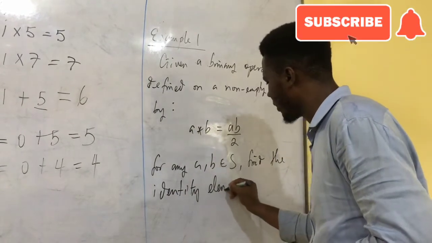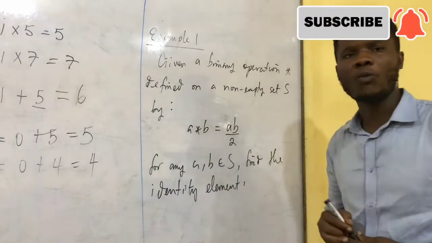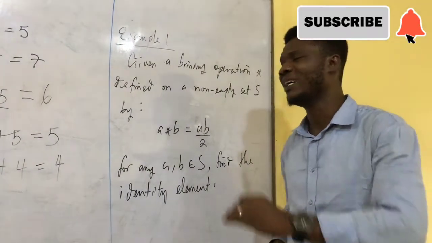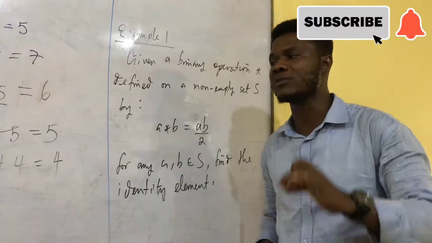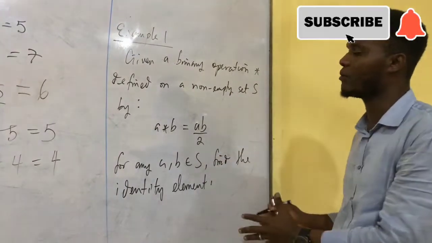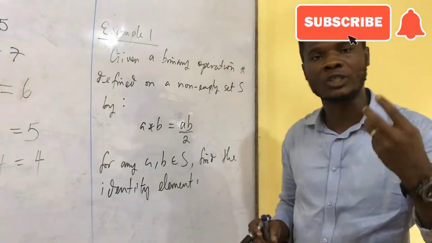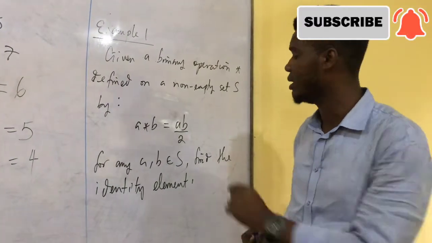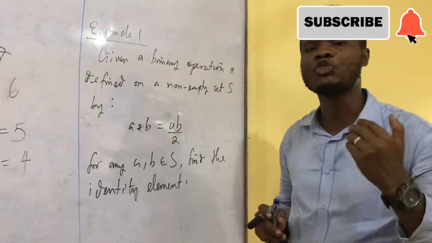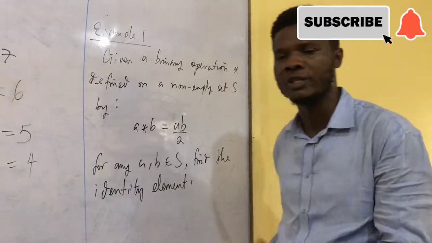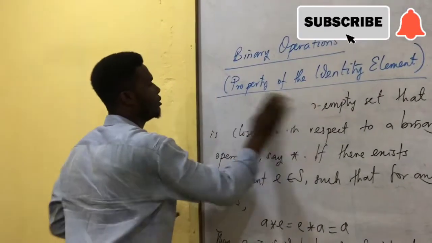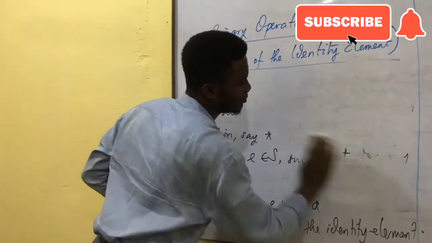So, what am I going to show you with this example? I want to show a student, any student watching this video, how to tackle problems on the identity element. So, if I present a problem like this to you, requiring that you produce the identity element, what should be your first step and how should you proceed in solving this question? So let's come over here to get that done.